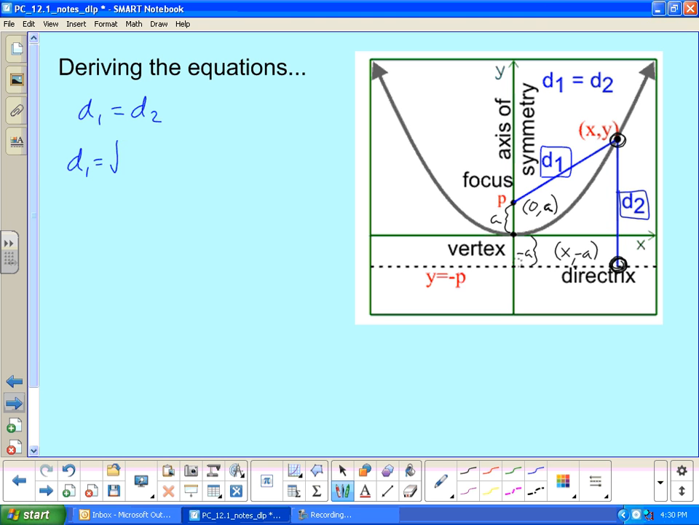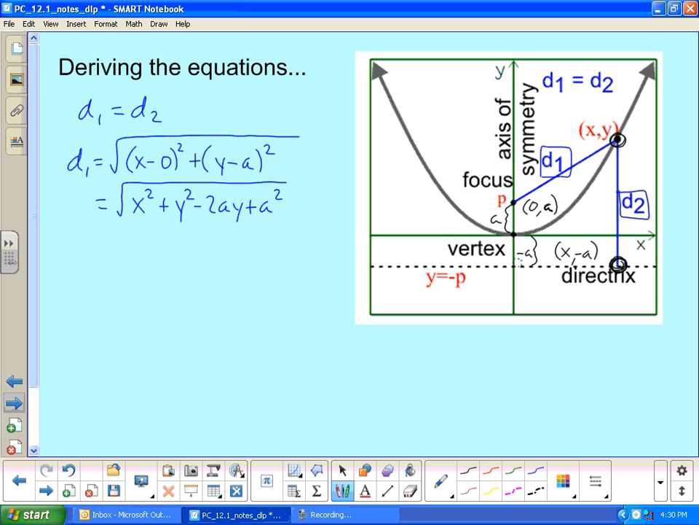Let's take a look at distance 1. We're just using the distance formula here. The x value is x minus 0 squared plus the difference in y, so y minus a squared, and we get x squared plus y squared minus 2ay plus a squared. So there's my distance formula for d1. Now d2, the distance formula between the point and our directrix. We have x minus x quantity squared and y minus negative a, which becomes y plus a squared. X minus x, those cancel, so we just have y squared plus 2ay plus a squared.